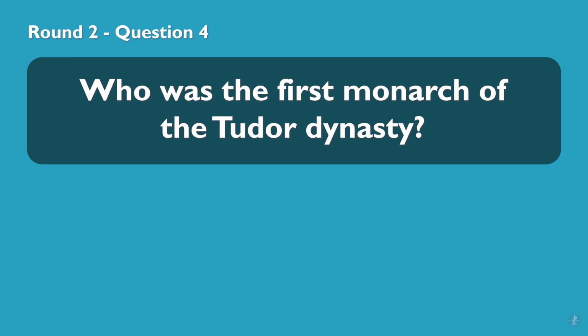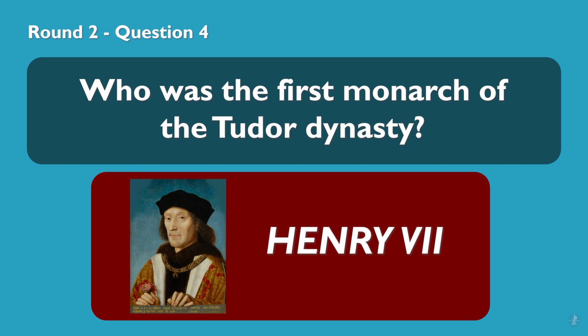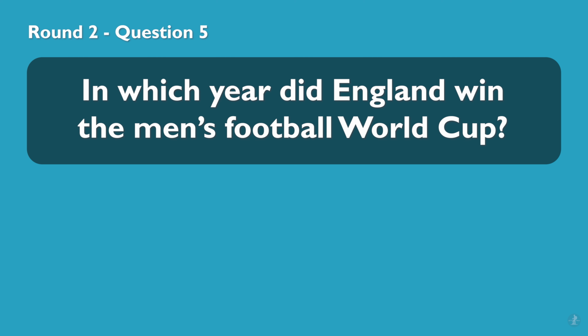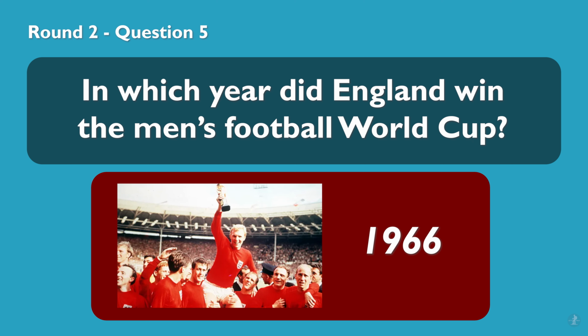Question 4. Who was the first monarch of the Tudor dynasty? Henry VII, who defeated Richard III to take the English crown back in 1485. Question 5. In which year did England win the Men's Football World Cup? 1966, of course, famously beating West Germany 4-2 in the final at Wembley.